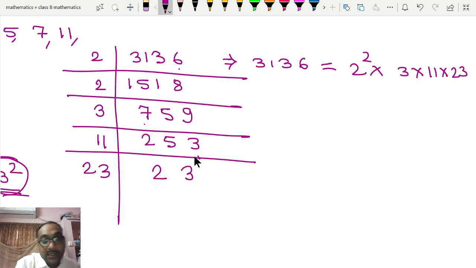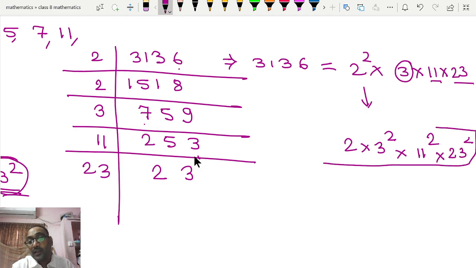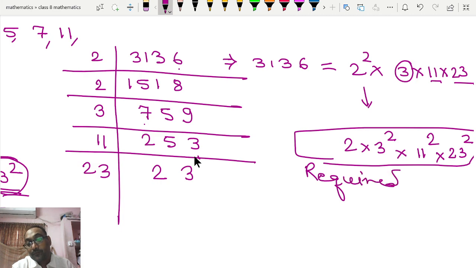And now you are asked by which number it should be multiplied to make it a perfect cube. There are only 2 squared, so one 2 is remaining. 1 time 3 means 2 times 3 to be multiplied. 1 time 11 means 2 times 11 will be multiplied. And 1 time 23 means 2 times 23 will be multiplied. So this is the required number. And if you multiply the given number by this, the result will be a perfect cube number.